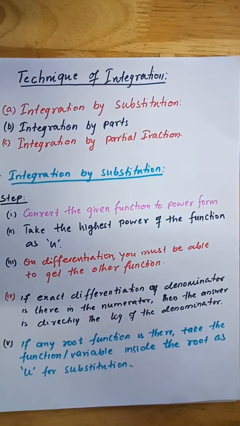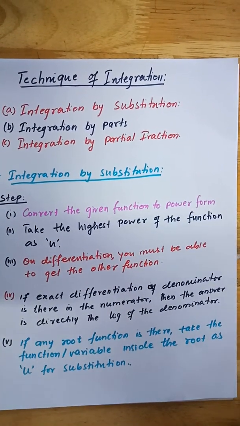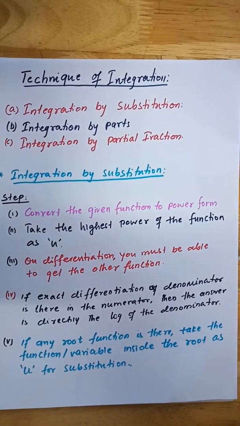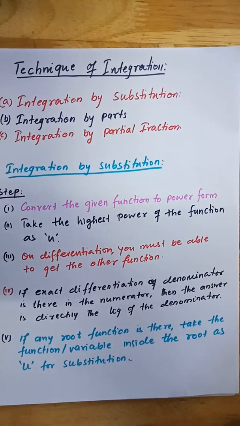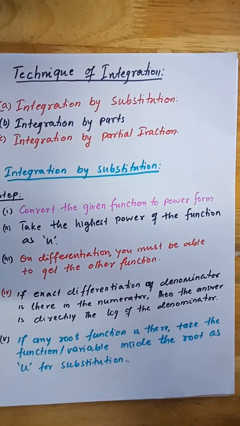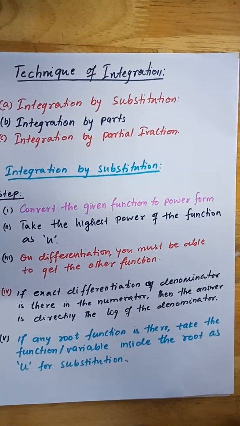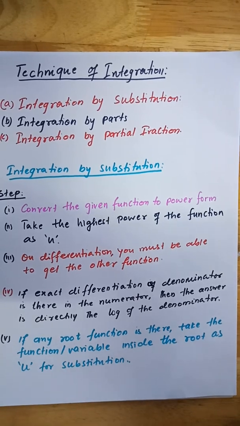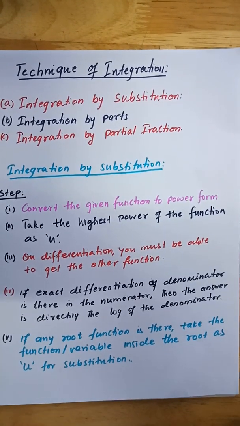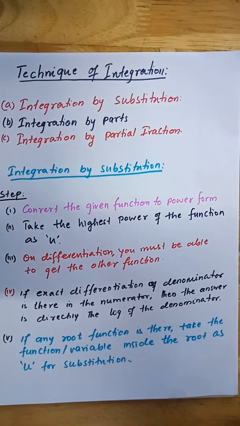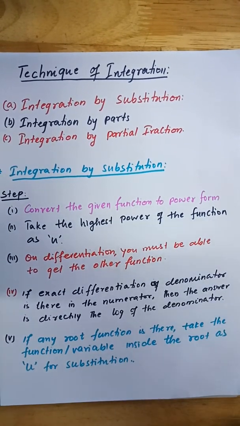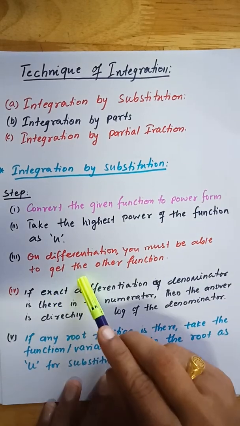So, a few steps here. In the first step, convert the given function to power form. Any of the given equations, you convert into power form. When you take u for the substitution, take the highest power of the function as u. Whichever function is having the highest power, you take it as u. And then, when you take it as u, on differentiation, you must be able to get the other functions.